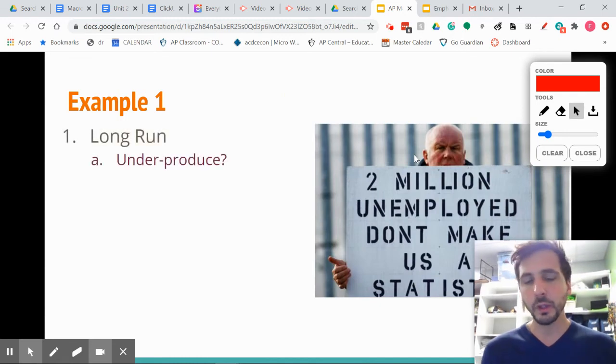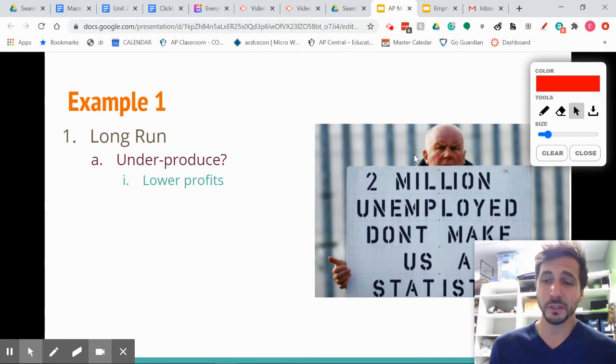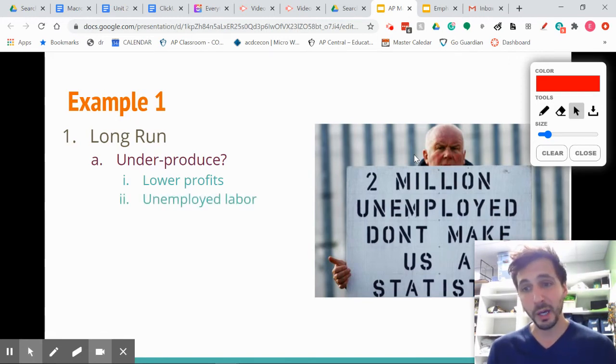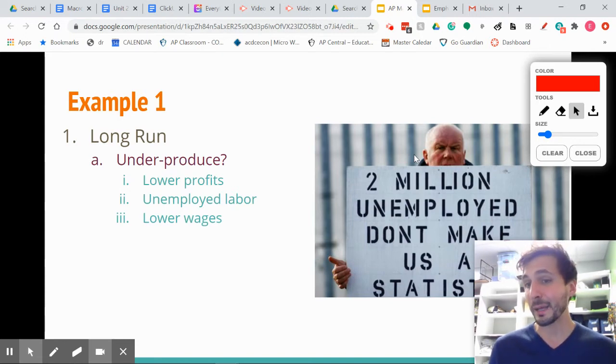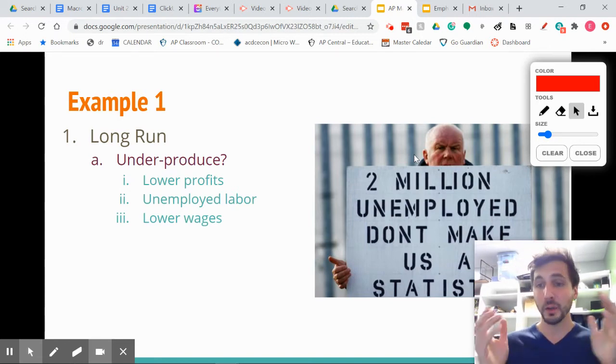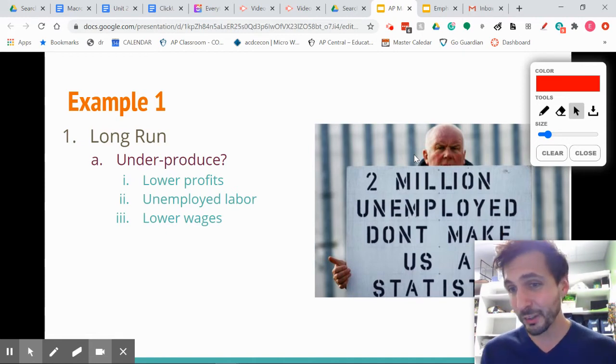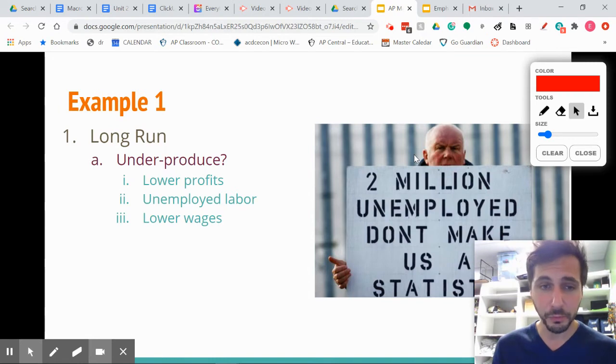Example number two, in the long run, let's say you're underproducing, you have a recession, right? When you have a recession, you're underproducing, you have lower profits. People aren't buying your goods and services. So you lay people off, you fire people. When you fire those people, eventually they're going to want back in and they're going to accept lower wages. They'll say, yes, we'll accept lower wages just so we can have a job. Having a job is better than having the high paying job from before.